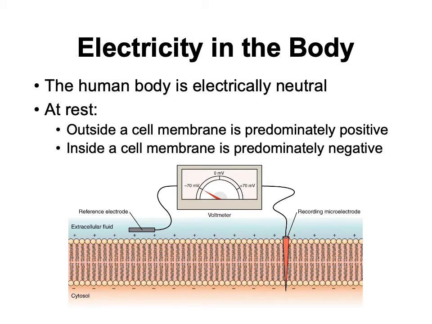Electricity in the body. The human body is essentially neutral. However, just around the membrane, there is a charge on just the outside of the membrane and just the inside of the membrane of all cells in our body. The outside of the membrane is predominantly positive when the cell is at rest, and the inside of the membrane is predominantly negative when the cell is at rest.